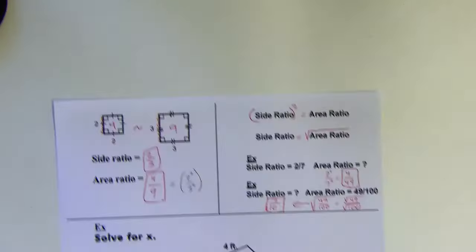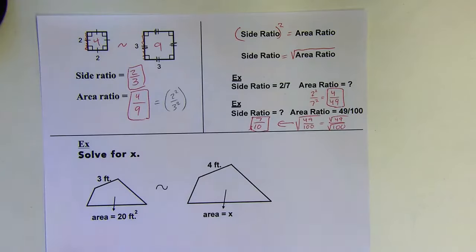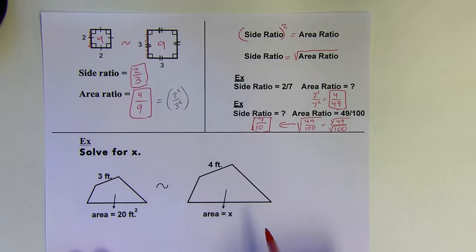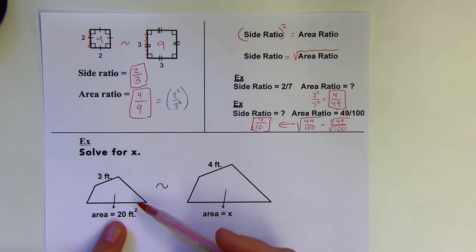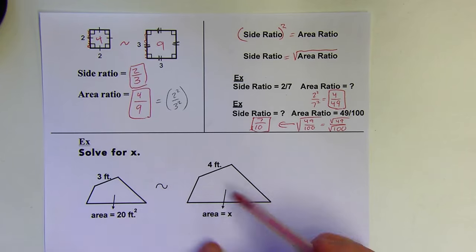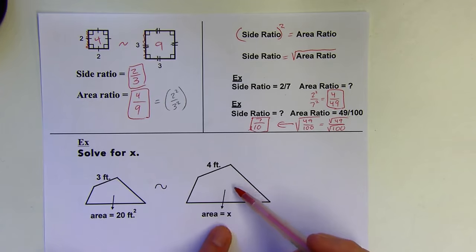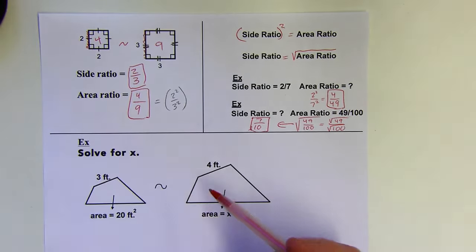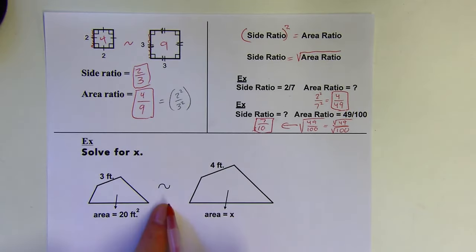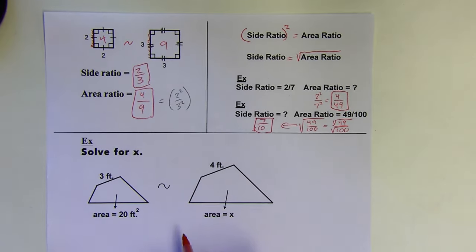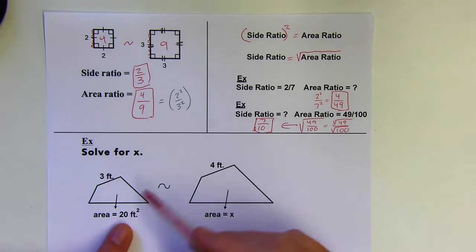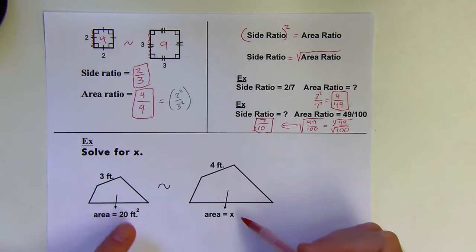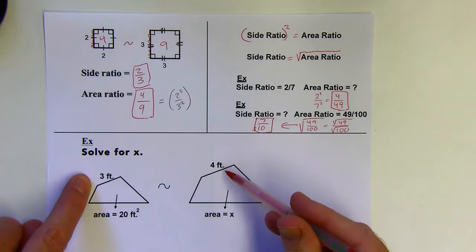All right, so let's put that to use on this next example. I've got two figures here that I don't really have a good way to find the area of, at least not with the given info that I have. I don't have enough info. I'm told that this one is 20 square feet. I don't really have a way to find this one if I just had this. But I'm told that these two figures are similar, so I can figure out what the area ratio is. Now, I could say the area ratio is 20 to x, but I don't know what x is.